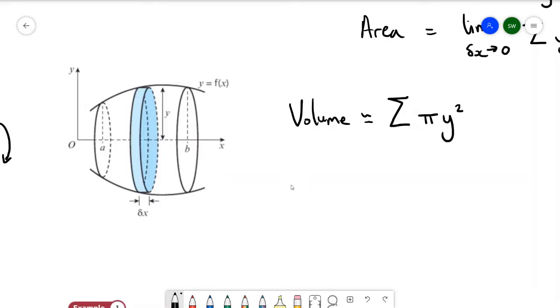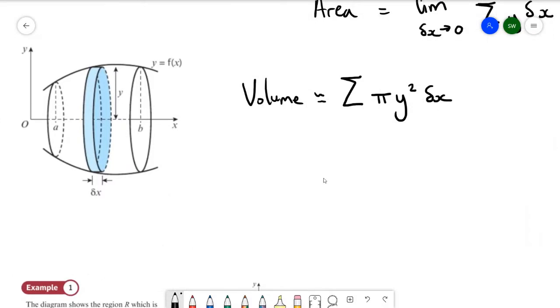I really should use yi just like we did before, but we don't need to because it just makes it unnecessarily complicated. So we've got pi times the radius squared times the height of each cylinder, which is delta x, because we've split this region up into cylinders of height delta x, just like we did in the previous example. So same as before, this is going to be a better approximation when we make delta x smaller.